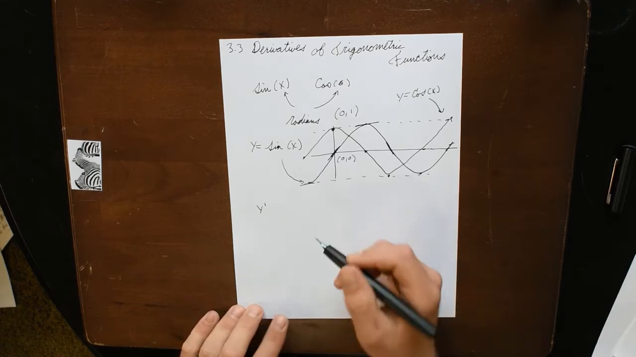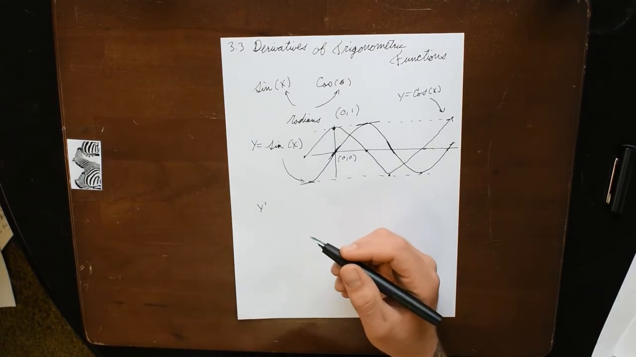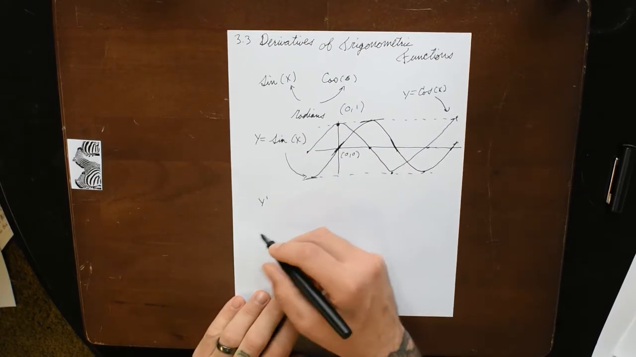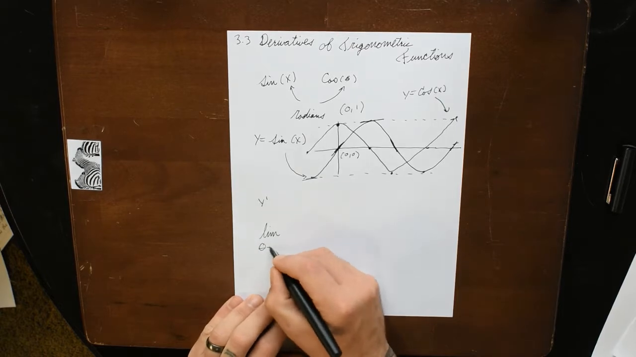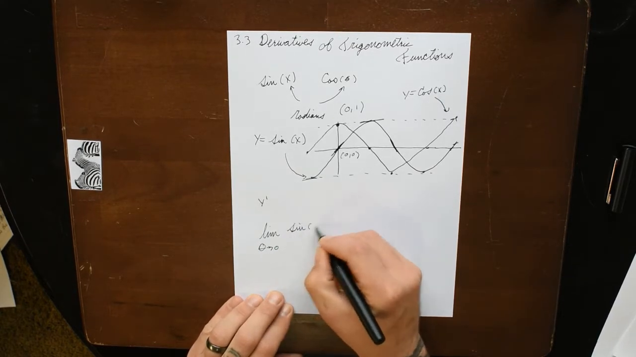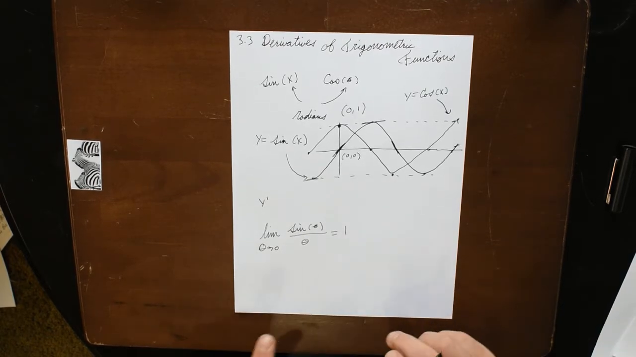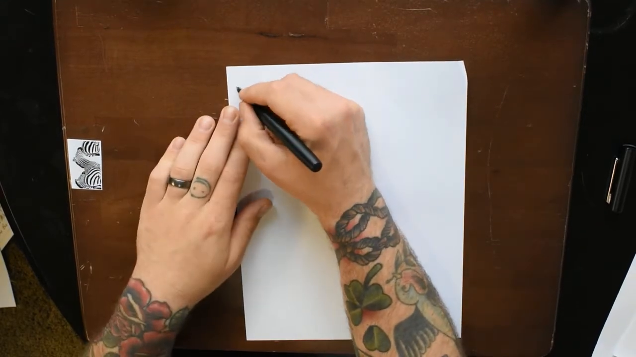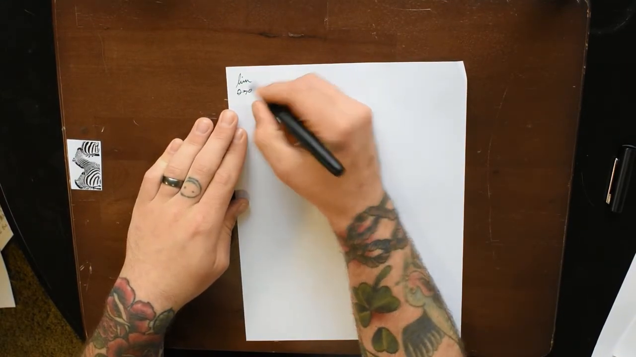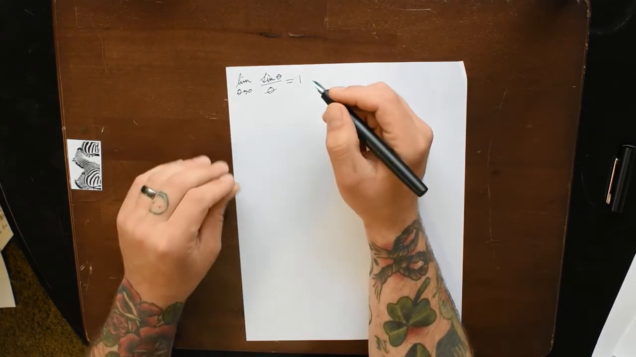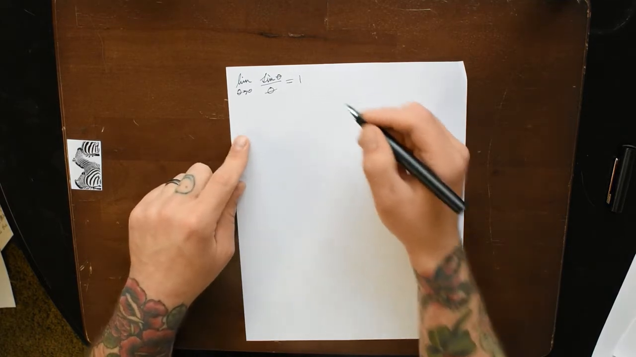But first, we're going to need one thing. Then we're going to use it to prove another thing, and both of those things we're going to use to prove the thing that we want. First off, remember that the limit as theta goes to 0 of the sine of theta divided by theta is equal to 1. We will use that right here. We're going to use that, and we're going to prove something.